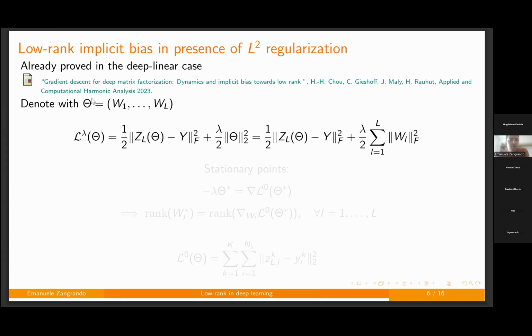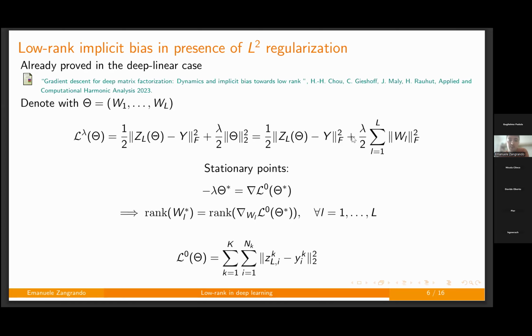So we will denote with theta the set of our matrices, and we will define this loss function L of lambda, which is essentially simply we're trying to interpolate the labels of the classification problem with our last layer, and we're regularizing with what's called weight decay, which is essentially one of the most used regularizations in deep learning. And it takes this form here. So essentially, we're just summing the Frobenius norm of the matrices squared. And the observation is that the stationary points of this optimization problem take this form here.